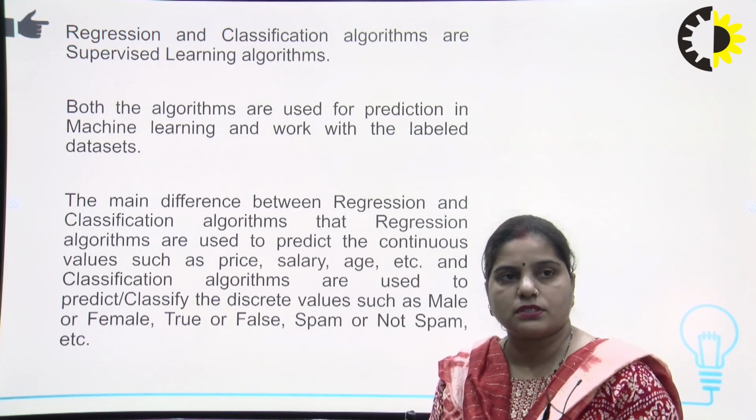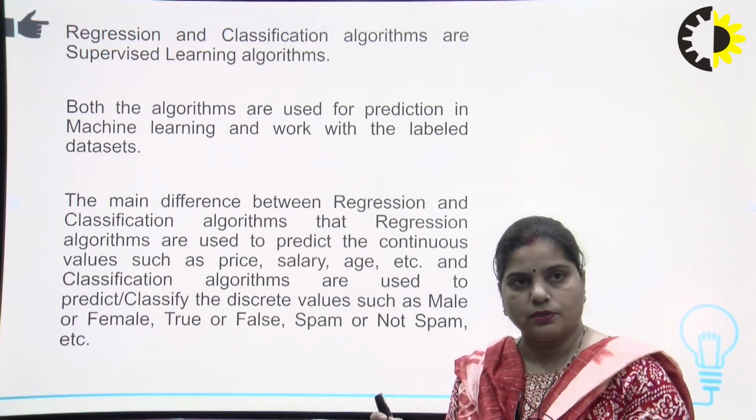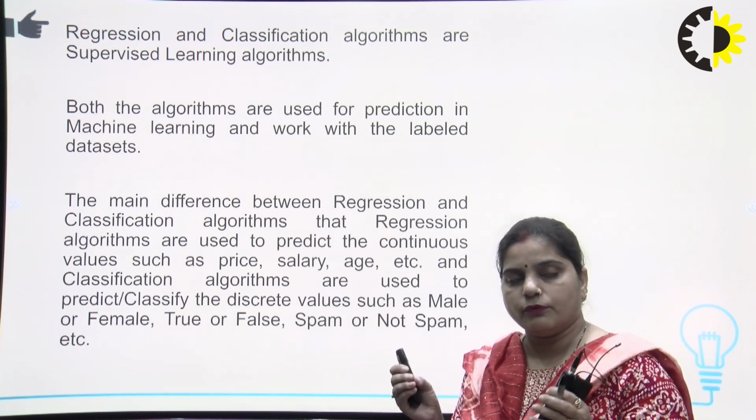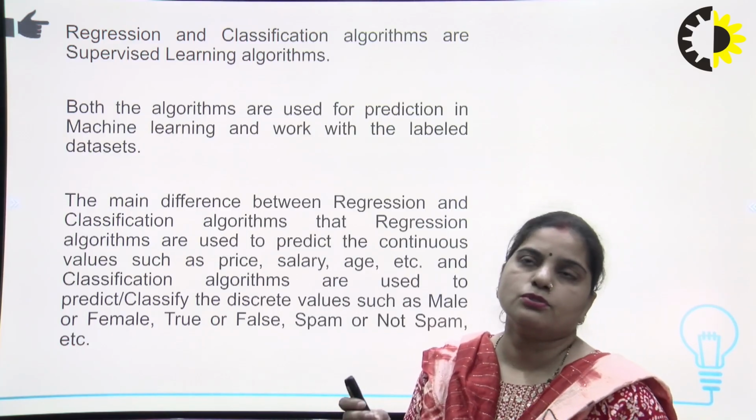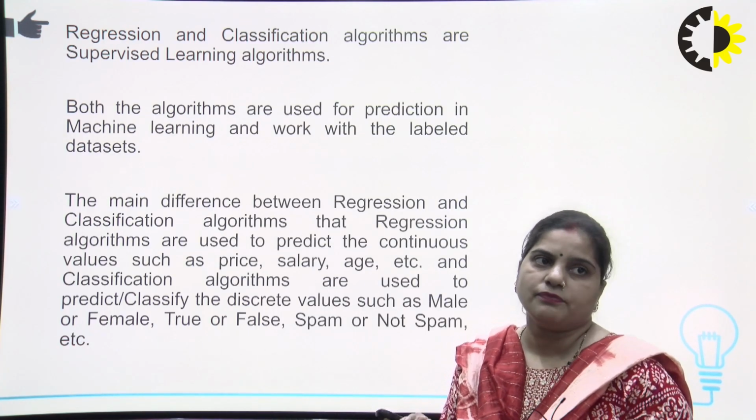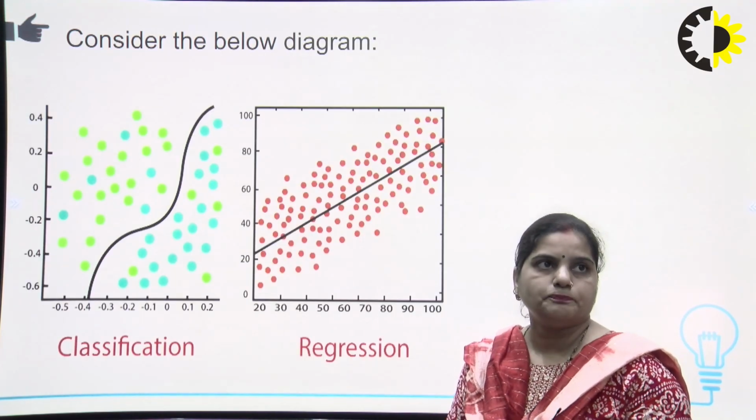and classification focuses upon discrete values, which have limited options, like yes, no, 0, 1, male, female, true, false. Whatever example you are given, if you have to classify on the basis of discrete values, then we have a classification approach only.